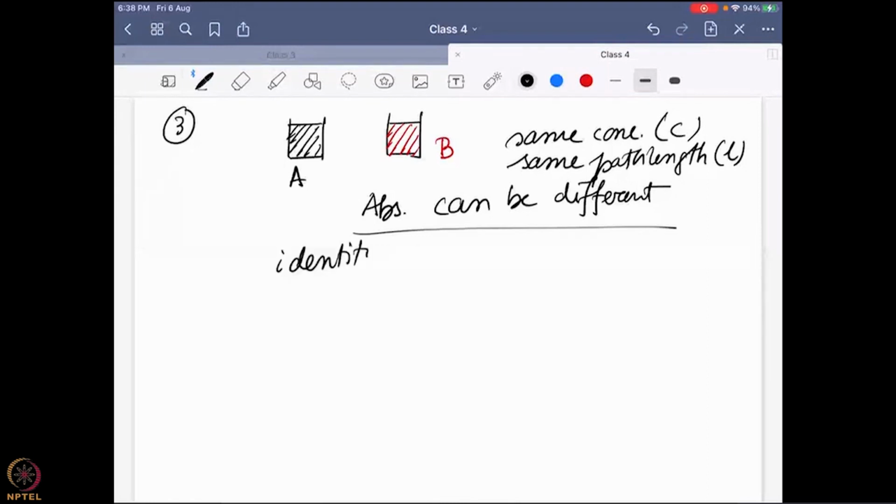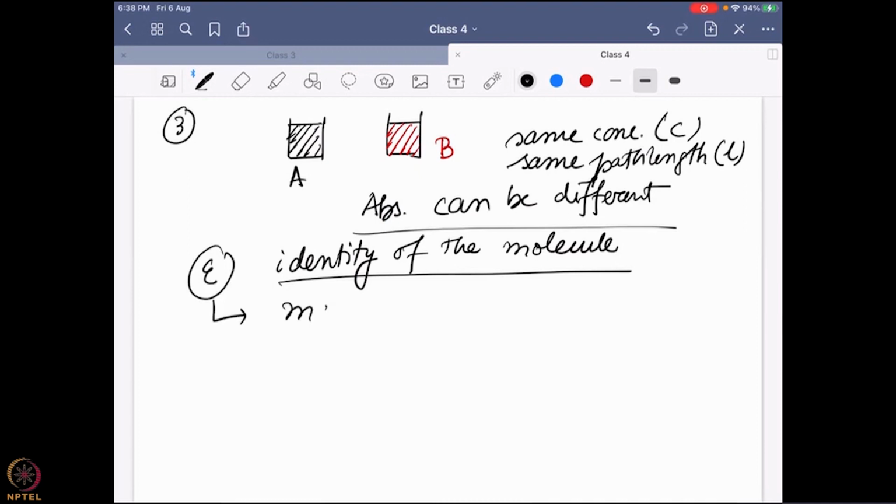Because depending on the identity of the molecule, whether it is A or B, it is going to interact with this electromagnetic radiation differently. So there should be a particular factor which is going to relate how the interaction is happening between the molecule and the electromagnetic radiation. And that will be something of a molecular property. And that is given by this epsilon, which is known as the molecular extinction coefficient.